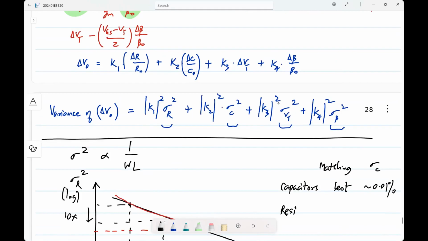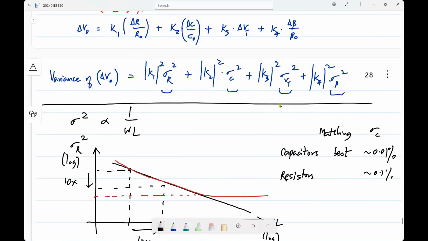Resistors are the next, they may be of the order of 0.1%. So again, these are all process dependent. So these are not like fundamental constants. If a process is specifically designed to improve the matching of some component, you could get better. And the MOS transistors are the worst of the lot.